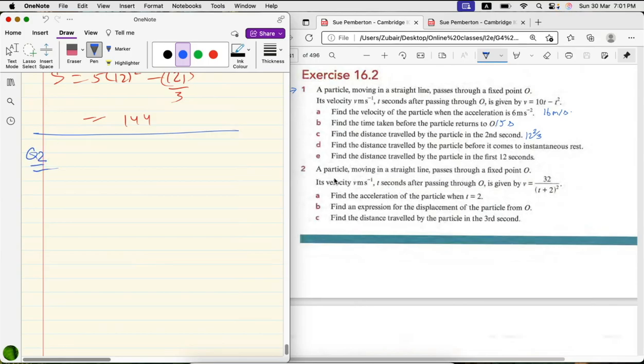Question number 2. A particle moving in a straight line passes through the point O. Its velocity is this, t seconds after passing through O. So velocity is 32 over (t plus 2) whole squared. Find the acceleration. So SVA, I need the differentiation. Acceleration is dv over dt.